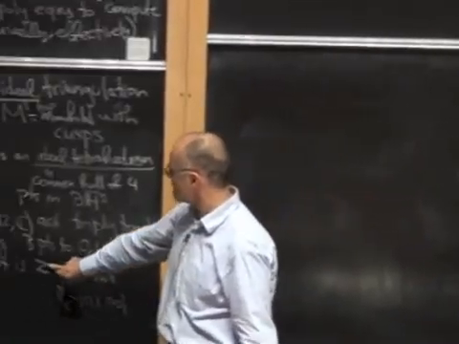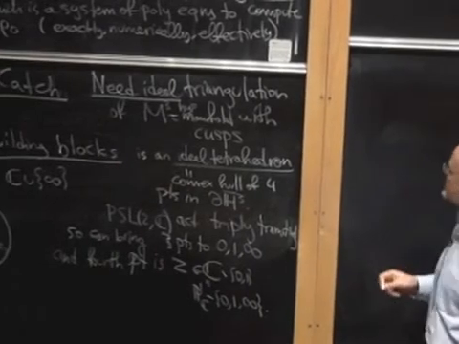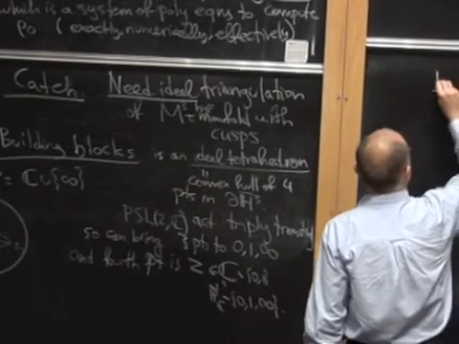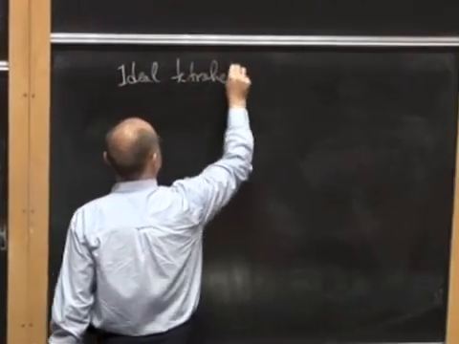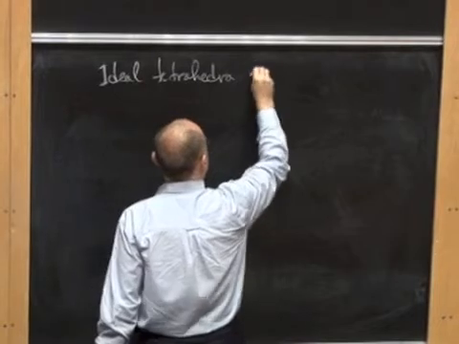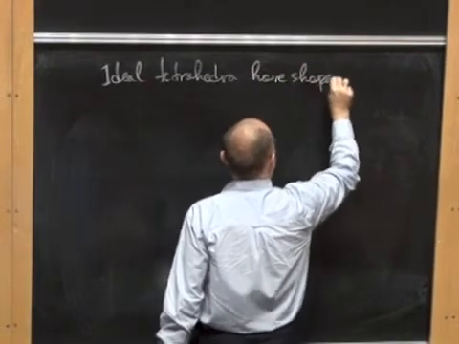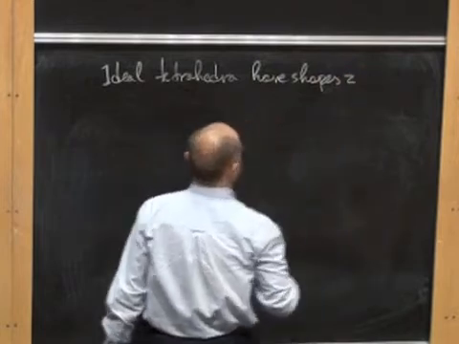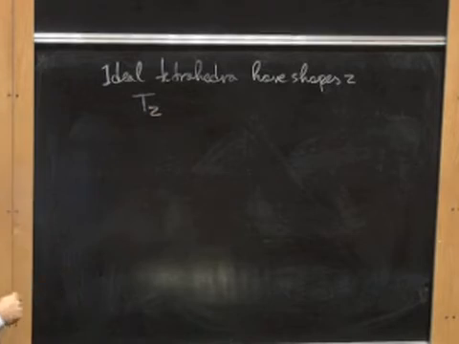Okay, so this extra point, Z, is the shape of the ideal tetrahedron. So ideal tetrahedra have shapes Z. So we can say T_Z is the ideal tetrahedron of shape Z.